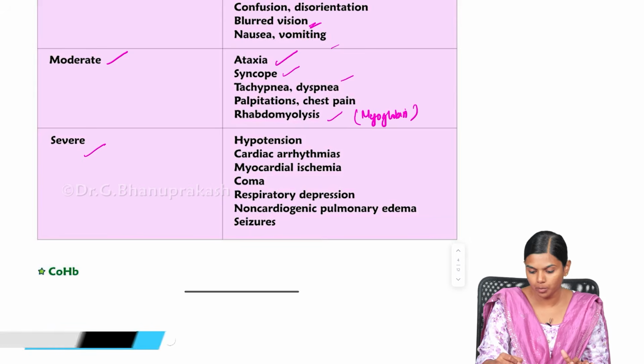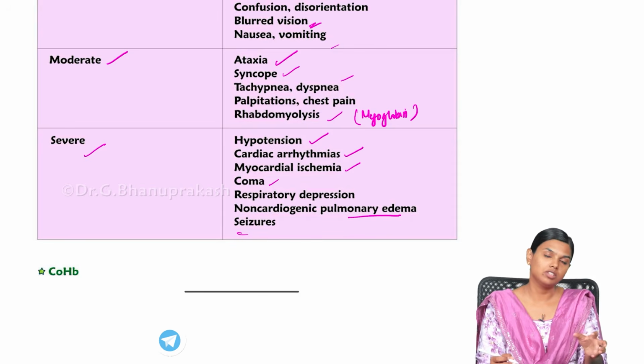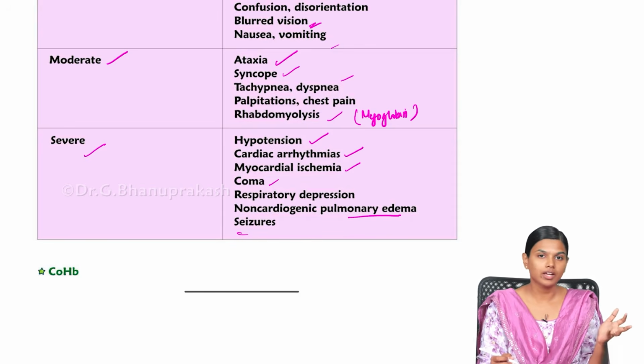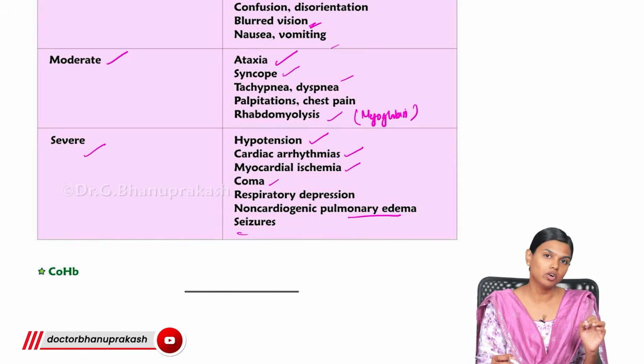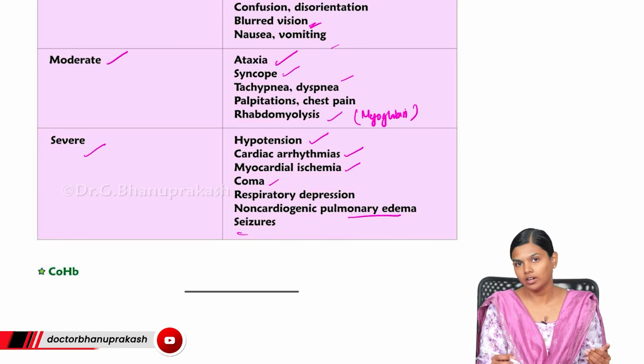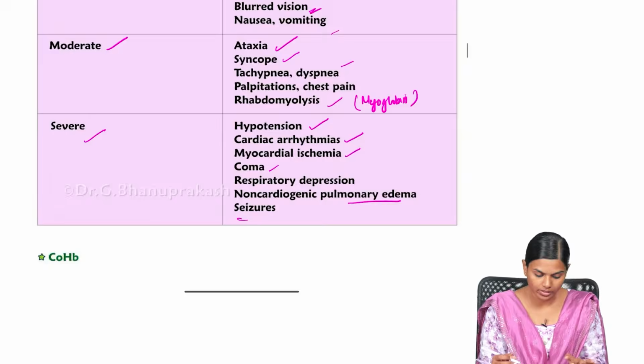There you will get hypotension, cardiac arrhythmia, myocardial ischemia, coma, respiratory depression, non-cardiogenic pulmonary edema and seizure. So, this is the spectrum you will be getting. If it is mild, less than 30%, there will be very minor symptoms. At 30 to 40%, you will start to experience a few severe symptoms, and more than 40%, there will be convulsion and coma. So, this is the spectrum of carbon monoxide poisoning.